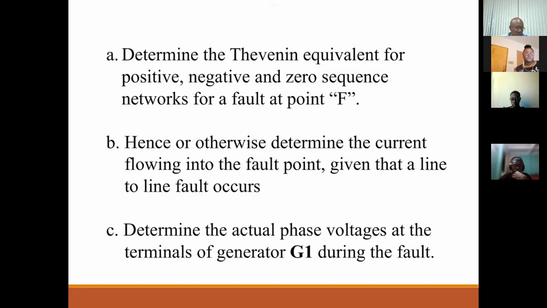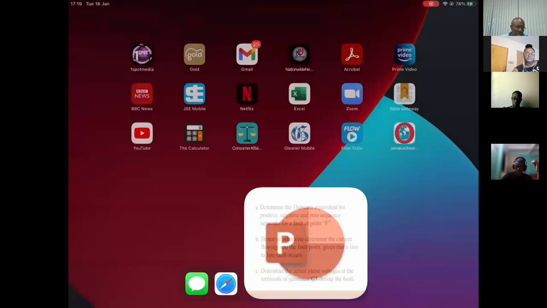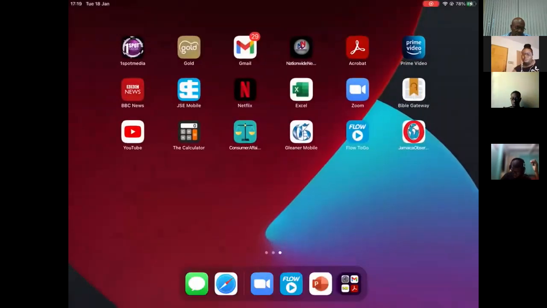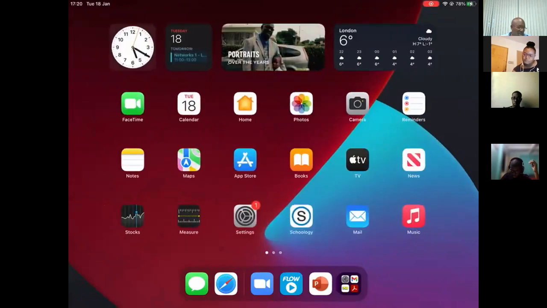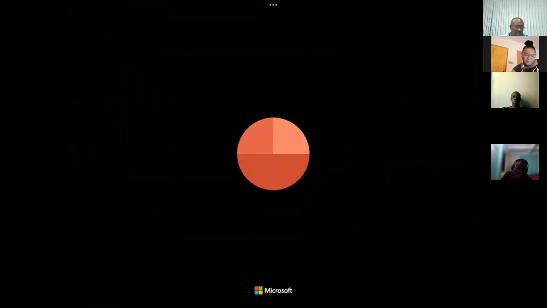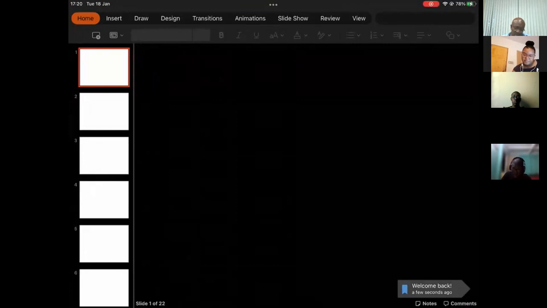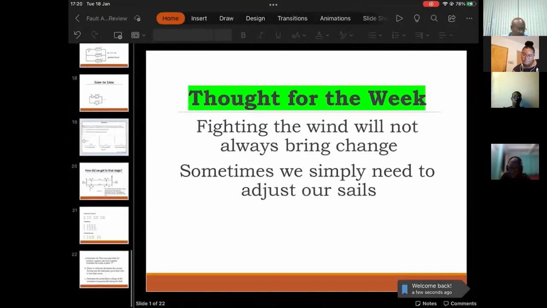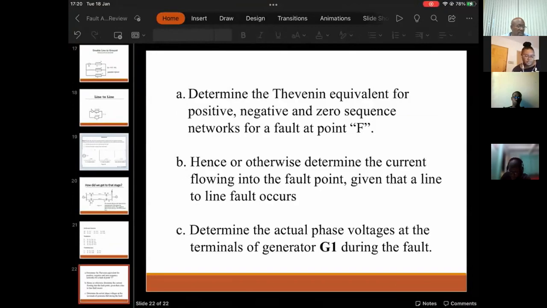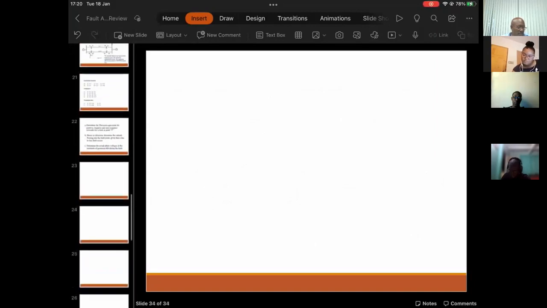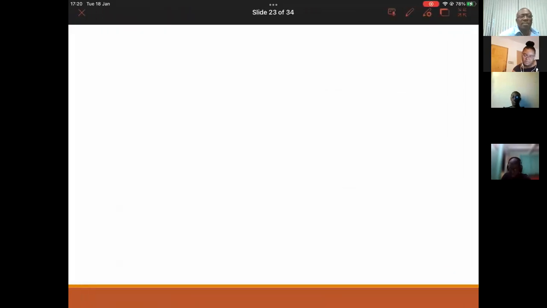Just allow me to close this for a moment and reopen it, just to make sure that it is working. Okay, great. I'm showing you my full screen, so let me get rid of that and restart. Let's see if I get the updates. No? All right.